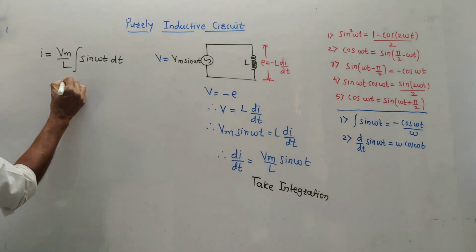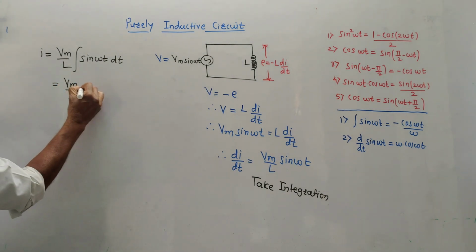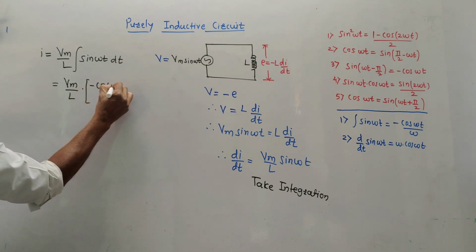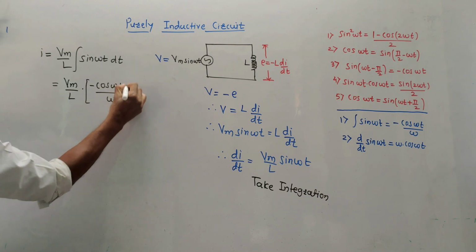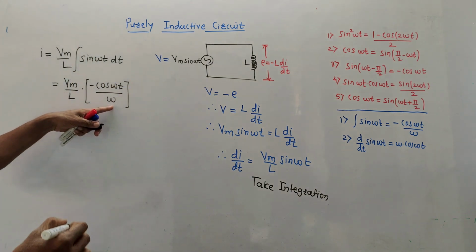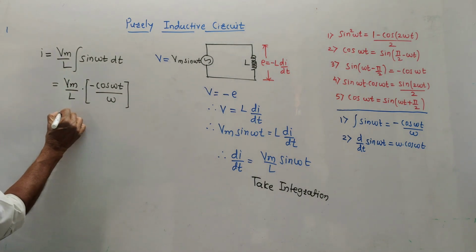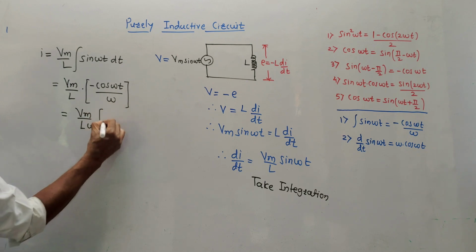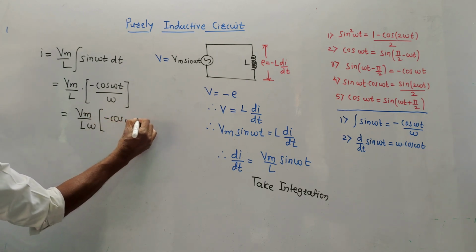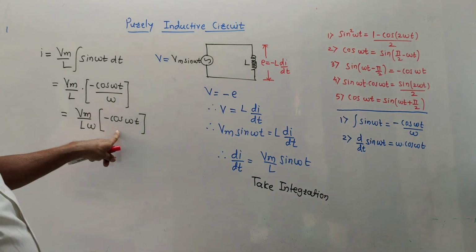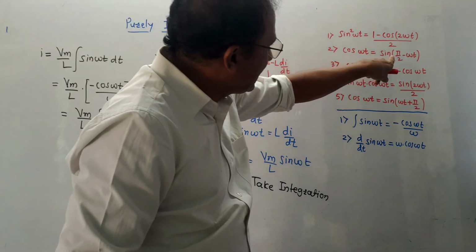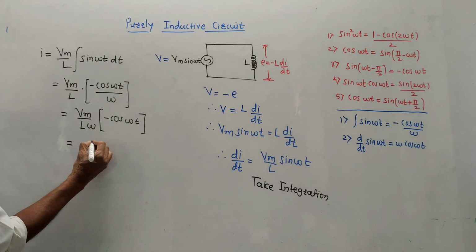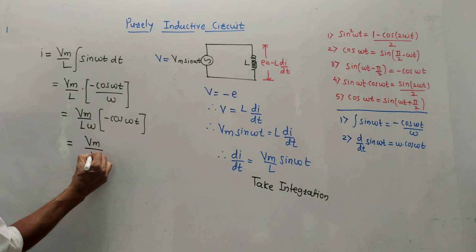So I will get the new equation. It is Vm upon L into minus cos omega t upon omega. This omega is constant and can be taken outside this equation. So I will write it like this: Vm upon L omega, in the bracket minus cos omega t. Now I have to make use of a trigonometric identity. Cos omega t is sine of pi by 2 minus omega t. So I will replace it like this, Vm upon L omega.